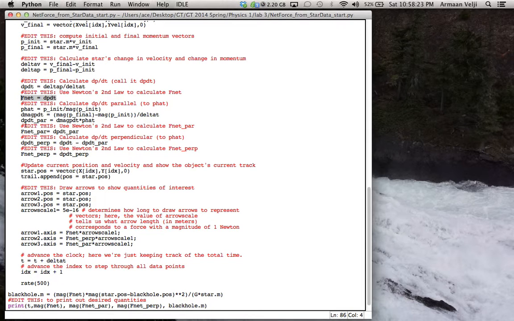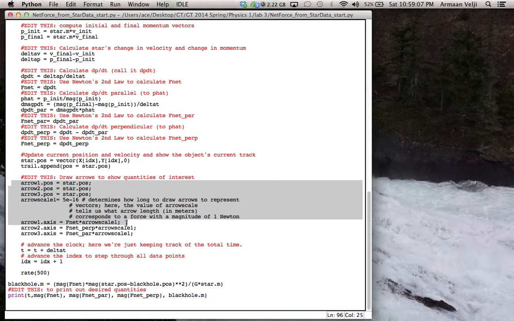To find F net in the parallel direction and F net in the perpendicular direction, we use some more coding and some calculus. For the F net in the parallel direction, we found p hat and the derivative of the magnitude of p with respect to time, and we used the momentum and time to figure this out. And we know that F net parallel is equal to dp dt parallel. We found dp dt perpendicular by subtracting dp dt parallel from dp dt. And also from Newton's second law, we know that F net perpendicular is equal to dp dt perpendicular.